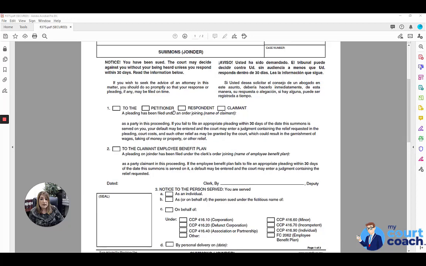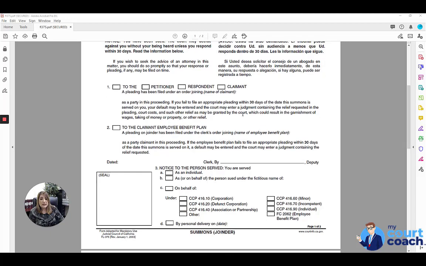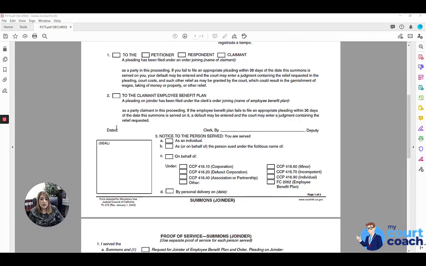So we want to start off by first indicating the parties that are being served with this. It's going to be the opposing party as well as the claimant. And then you're going to list the name of the claimant below. If it is an employee benefit plan, you're going to mark box 2 as well. And then in item 3, you need to identify what type of person is being served, either they're an individual or on behalf of a company.